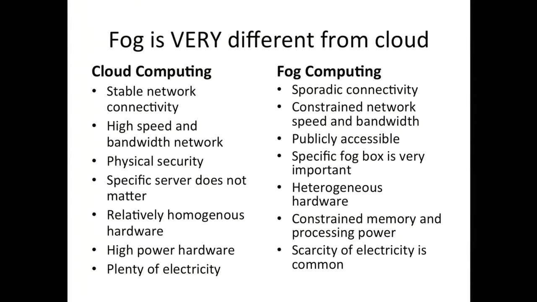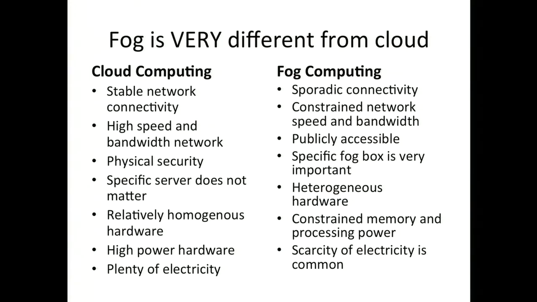And so let's look at why or how fog is different from cloud. So cloud has very stable network connectivity between the elements of the cloud. And it's got a high speed, high bandwidth network. There's physical security. You don't open the doors to your cloud data center, right, and say, just come on in, it's all good, poke around, it's fine. The physical security is the founding layer of the security that you can trust for the cloud, which is that no one can touch the servers that are running my cloud stuff, except the people that are supposed to.